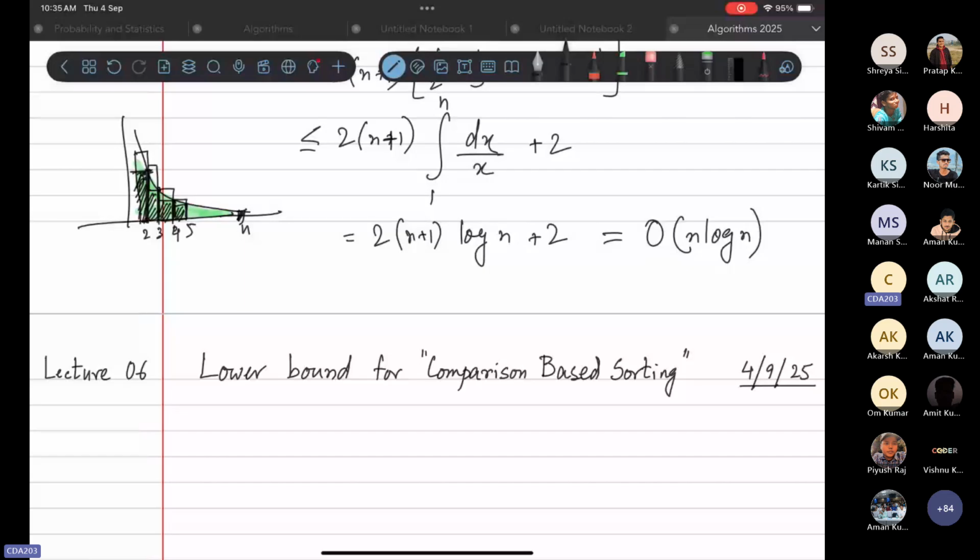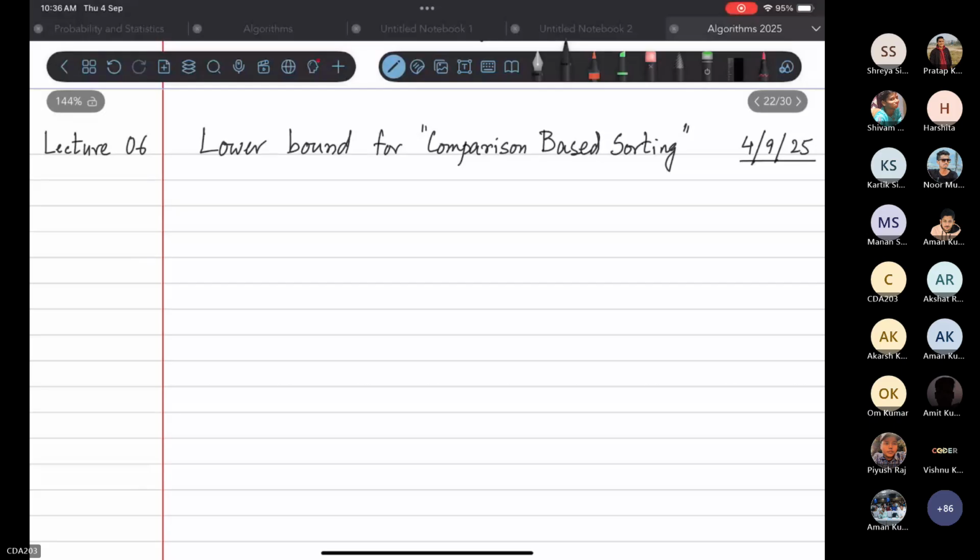So today we're going to see this result. What is the lower bound on sorting algorithms? What's the lower bound for the sorting problem itself? Okay. So what do I mean by a lower bound?